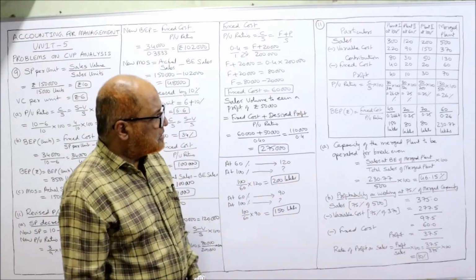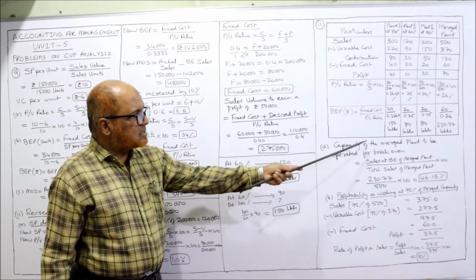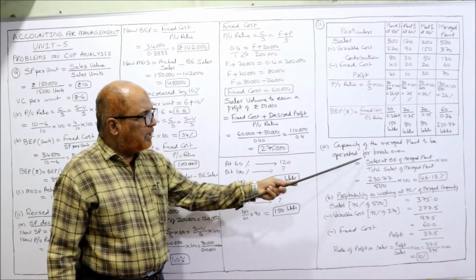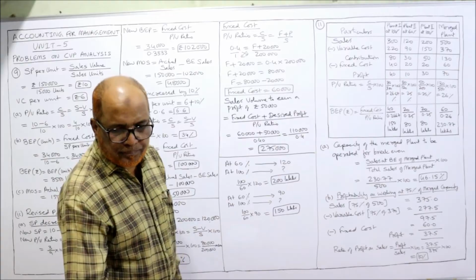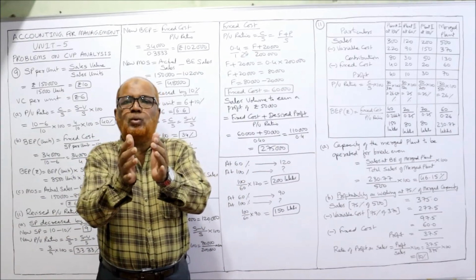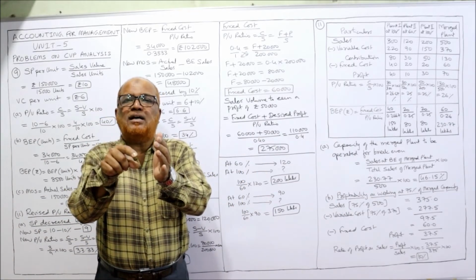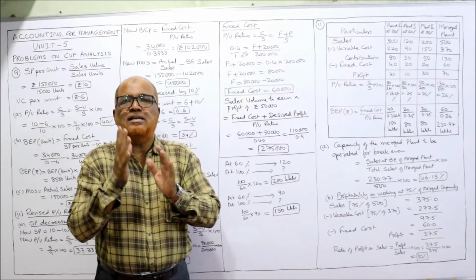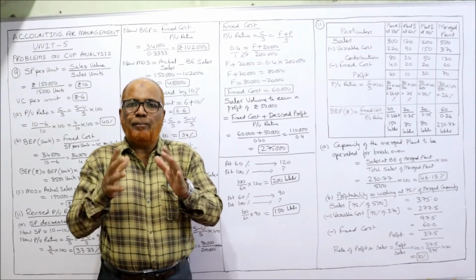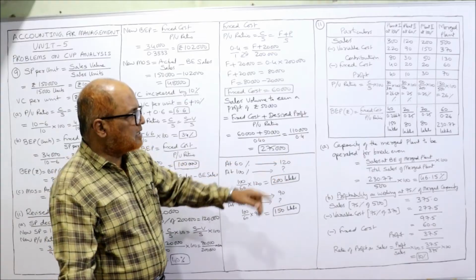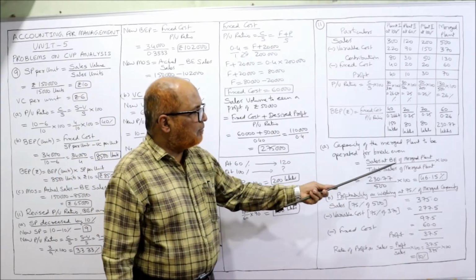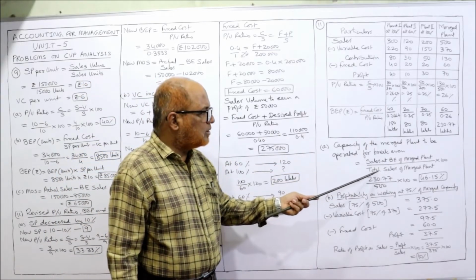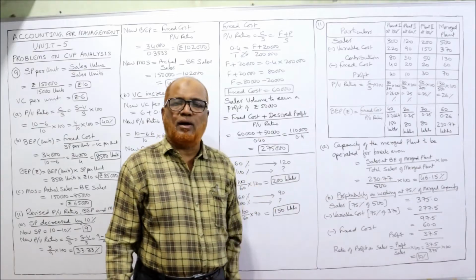The first question it is asking: what is the capacity of the merged plant to be operated for break-even? When both the plants are merged together, at what percentage capacity is the BEP attained for the merged plant? So the formula is sales at break-even of the merged plant divided by total sales of the merged plant into 100.